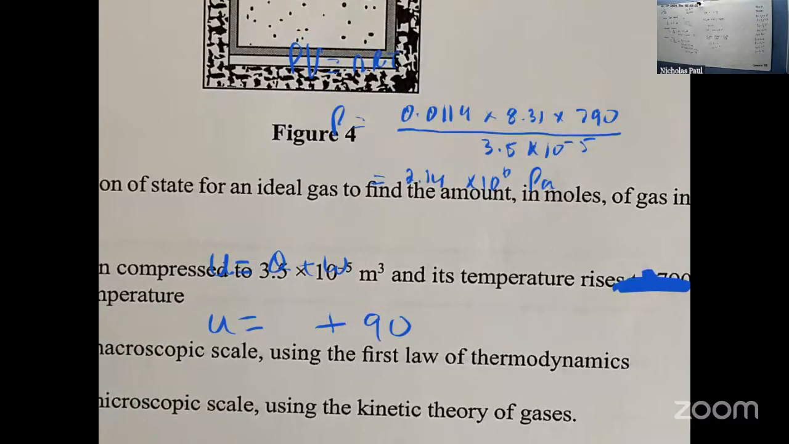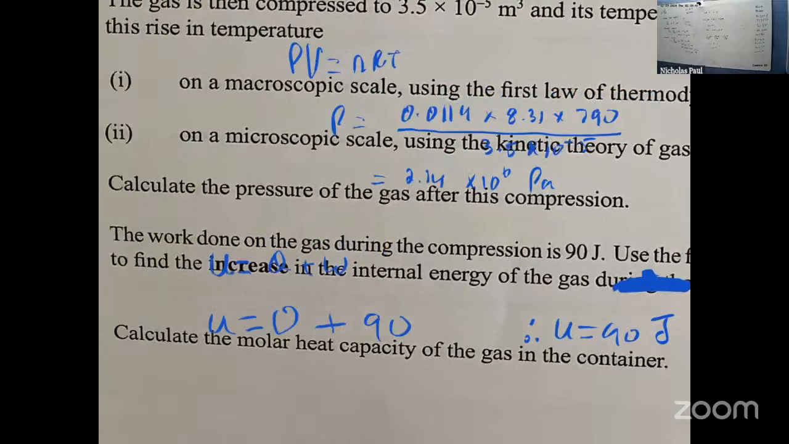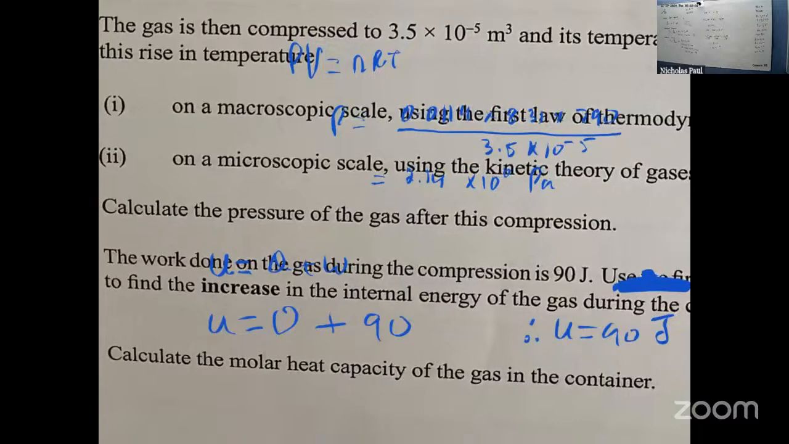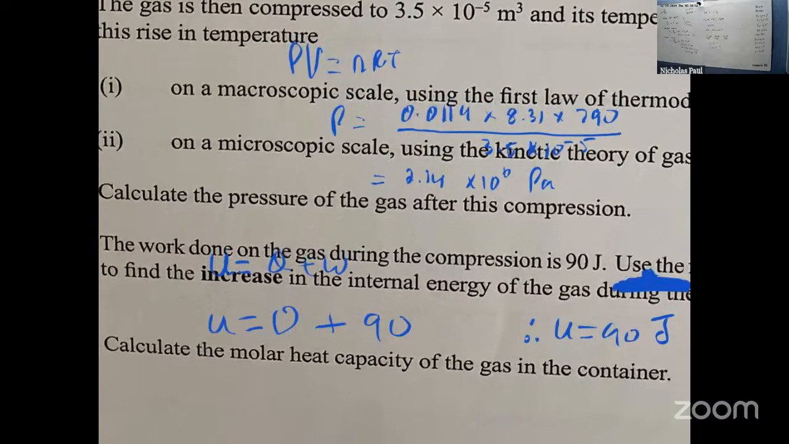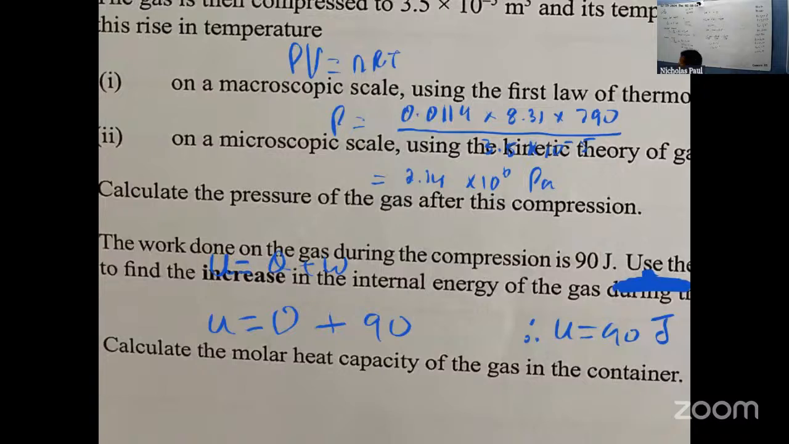So Q is equal to 0. Therefore, U is equal to 90 joules. That's okay? You have to remember that. Write down that Q is equal to 0 because the system is thermally isolated. Then try the last one. Find the molar heat capacity in the glass container.